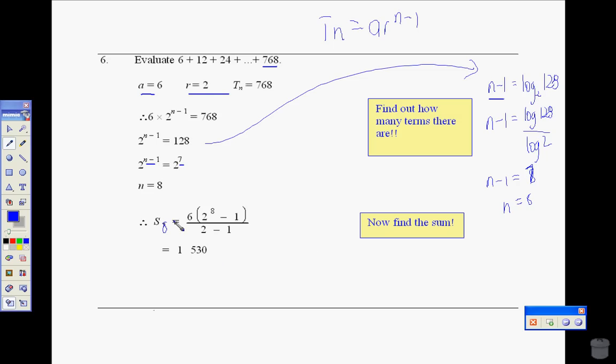So now we've got that there are 8 terms in this series, because 768 is the 8th term. We can find the sum to 8 terms. So 6 outside of the 2 to the power of 8 minus 1. So there's a, there's r, and there's n, over r minus 1 gives us that sum.